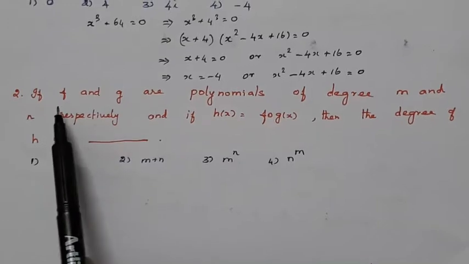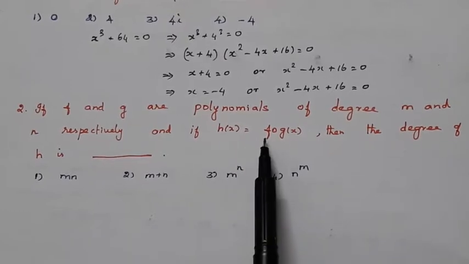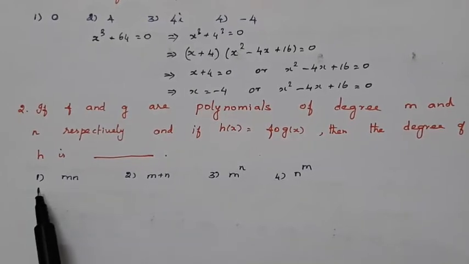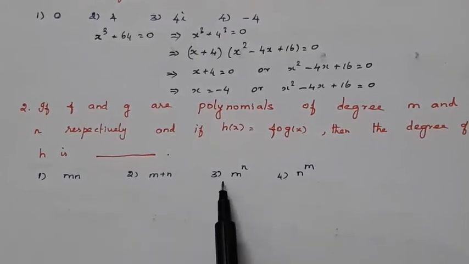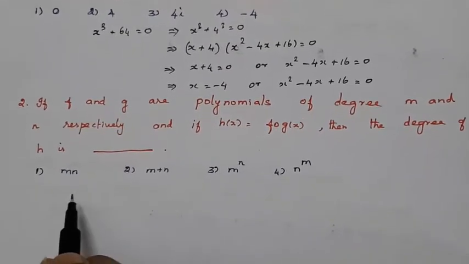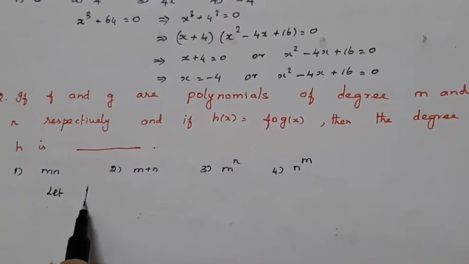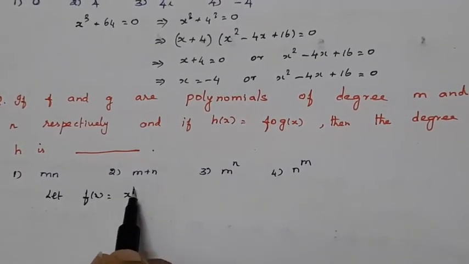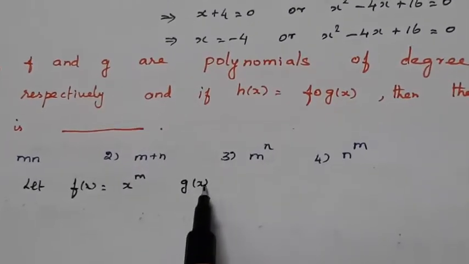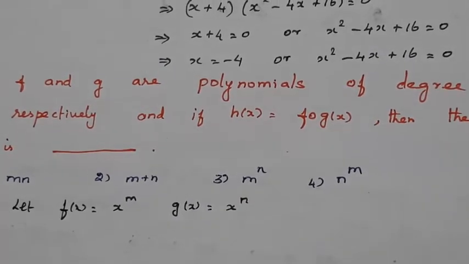Second question: if f and g are polynomials of degree m and n respectively, and if h of x is equal to f composite g of x, then the degree of h is dash. Options: first option is mn, second is m plus n, third is m power n, and fourth is n power m. Given that f is a polynomial of degree m, let us take f of x to be simply x power m. Similarly, g is a polynomial of degree n, so let us take g of x to be simply x power n, right.